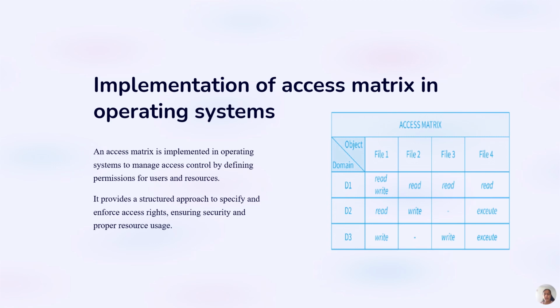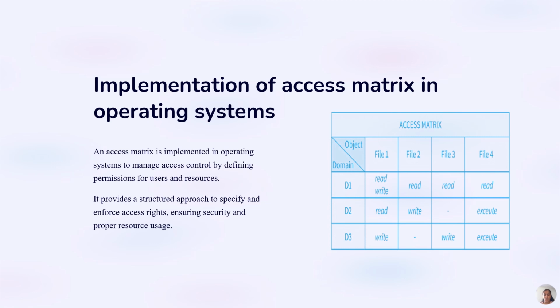Implementation of access matrix in operating system. An access matrix is implemented in operating system to manage access control by defining permissions for users and resources. It provides a structured approach to specify and enforce access rights, ensuring security and proper resource usage.